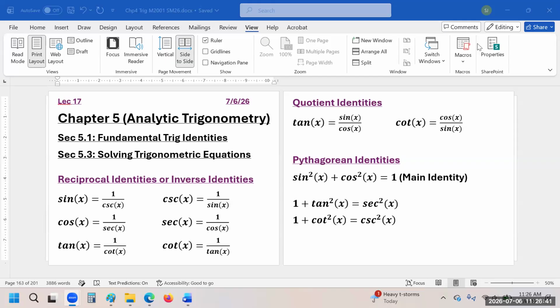And then the new identities start from the bottom right. Pythagorean identities. Sine square plus cosine square equals 1. That's the main Pythagorean identity for trig functions. And then we have two related identities. One is 1 plus tangent square. If you add 1 with tangent square, it turns into a secant square function. If you add 1 with cotangent square, it turns into cosecant square function. But the most important one is sine square plus cosine square equals 1. So if you add sine square and cosine square, the result is always 1.